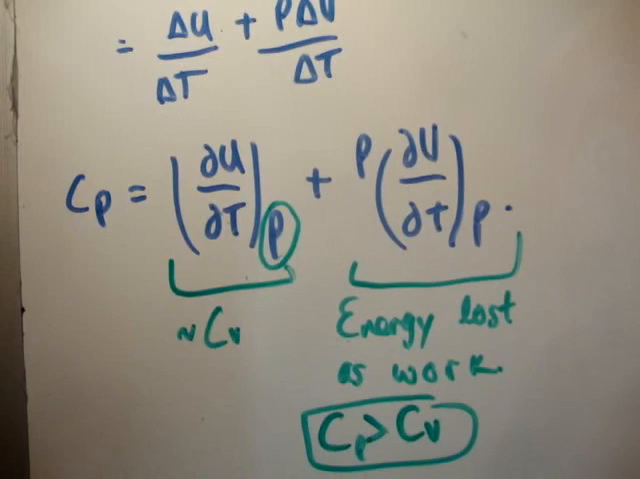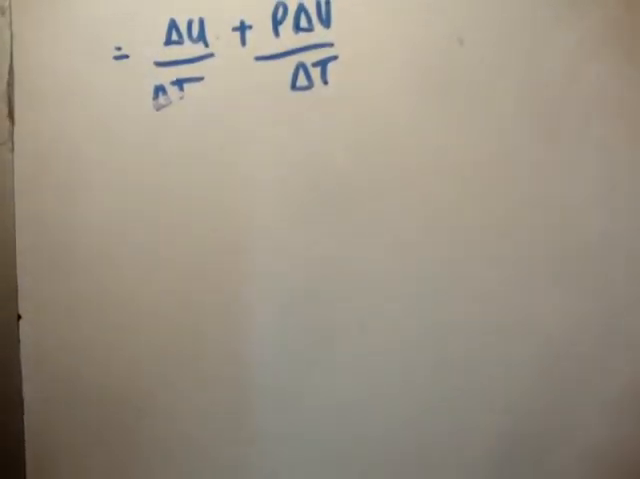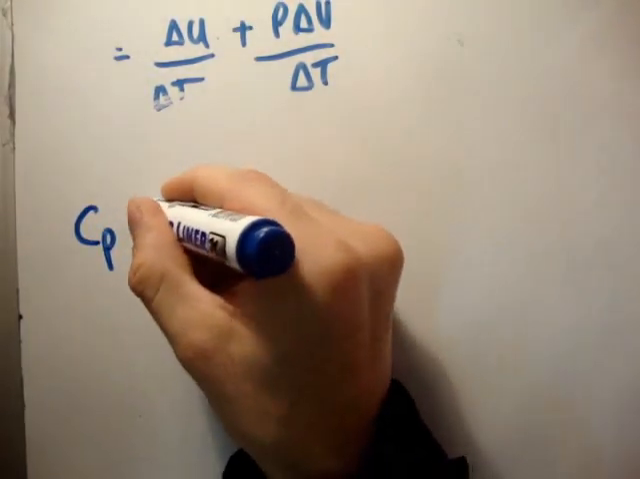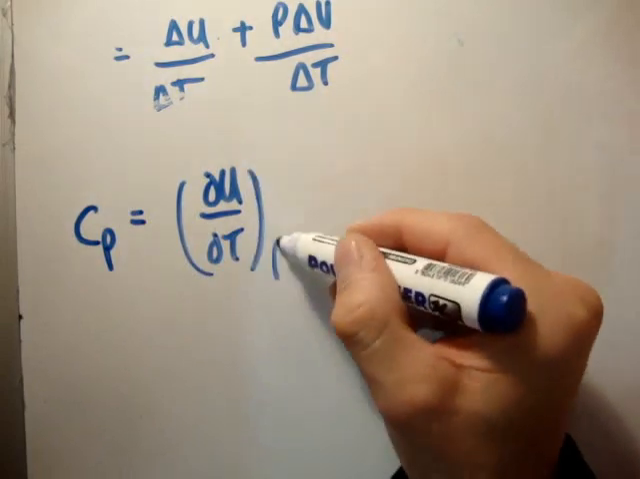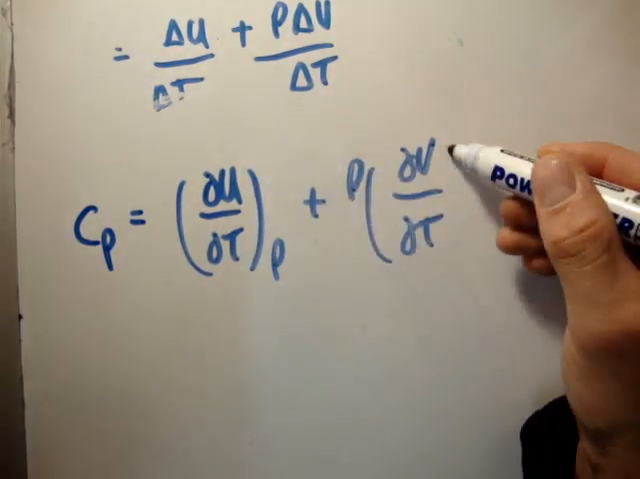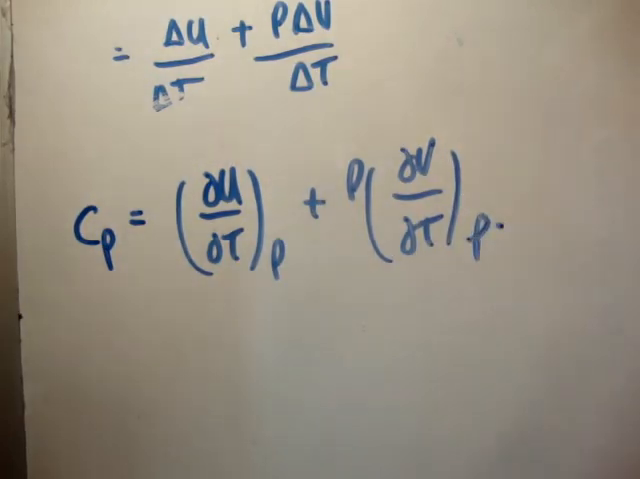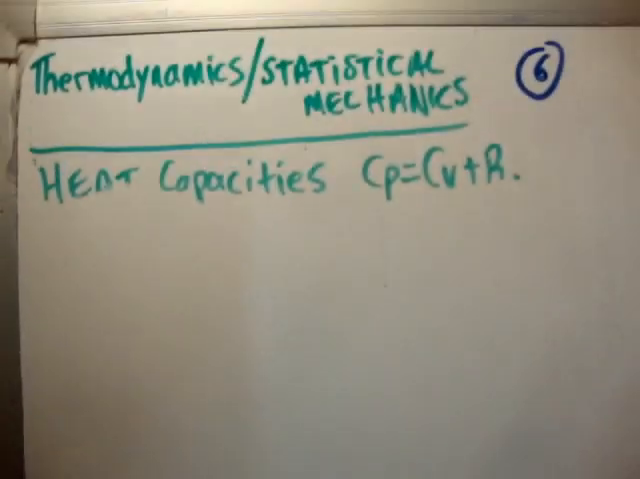Okay, so to rewrite that quickly, the heat capacity at constant pressure is equal to del U, del T at constant pressure, plus P times del V, del T at constant pressure. And the specific heat, or the heat capacity at constant pressure, is greater than heat capacity at constant volume because we have to do work on our surroundings. Simple as.